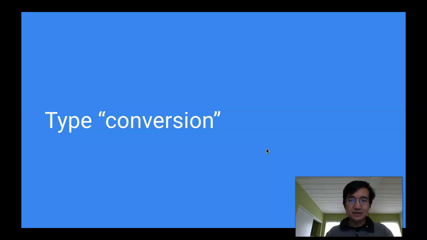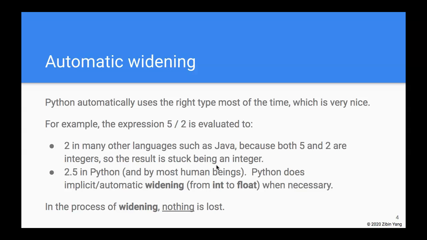Hi, in this video, we're going to talk about type conversion. We all experience that most of the time, the calculations in Python ultimately give us the result that we would expect, such as expressions like 5 divided by 2. For human beings, when we do this calculation, we expect this to give us 2.5, which is what Python will give us.